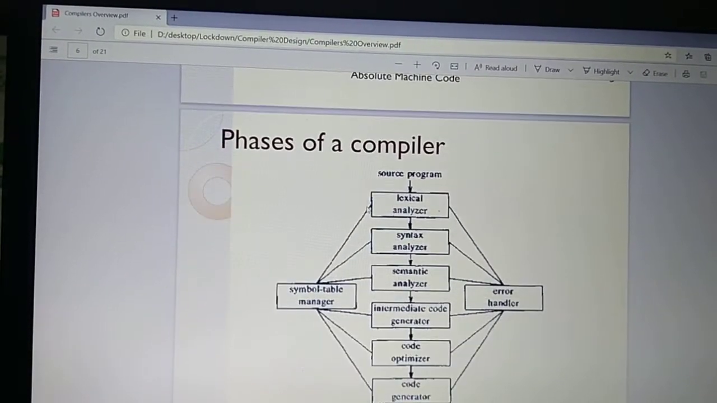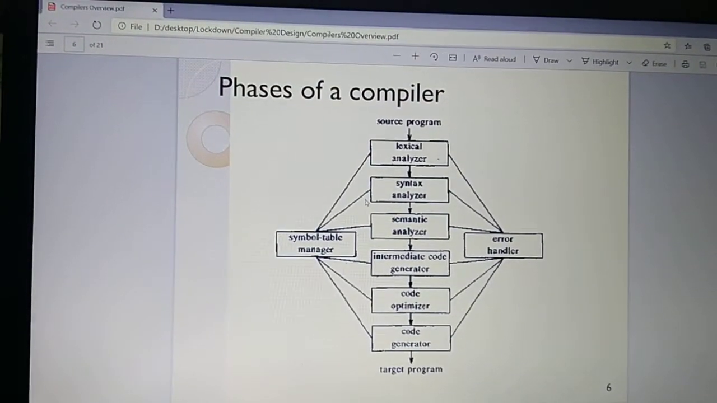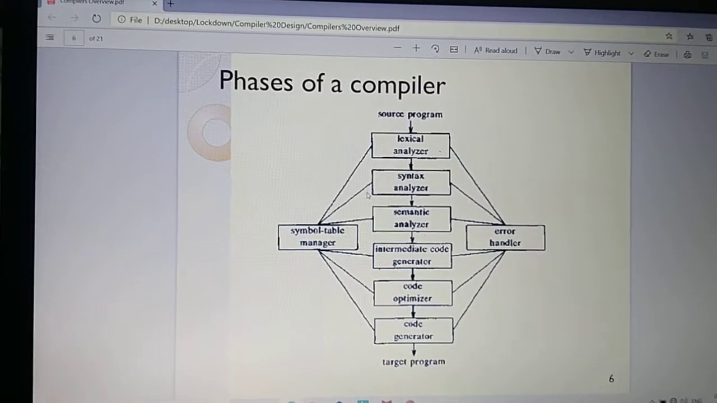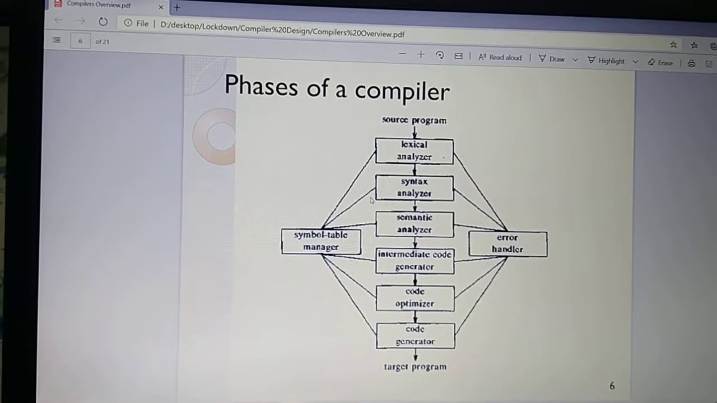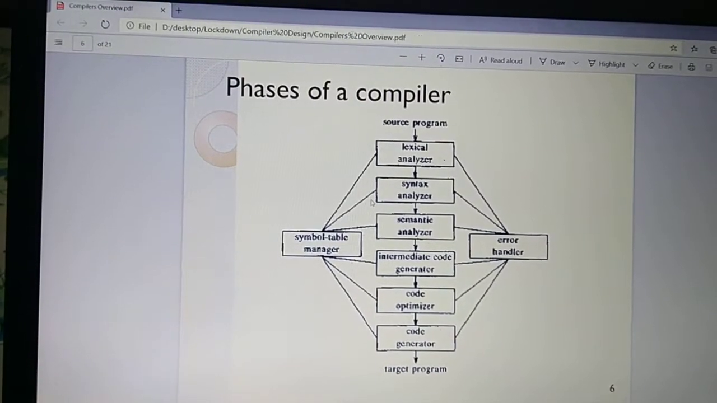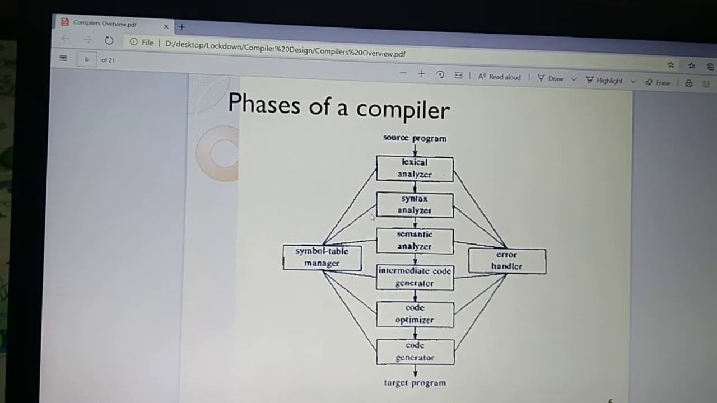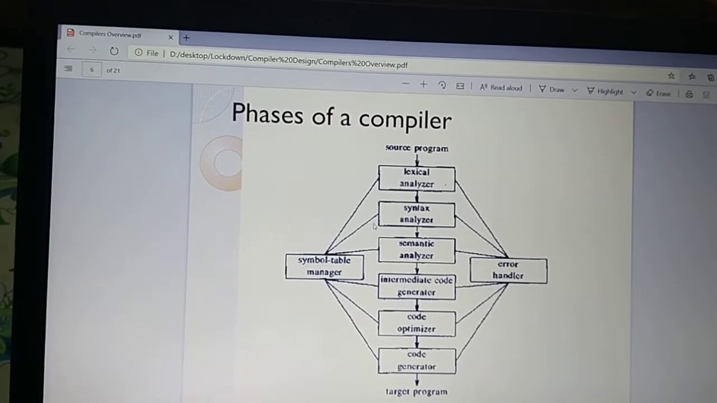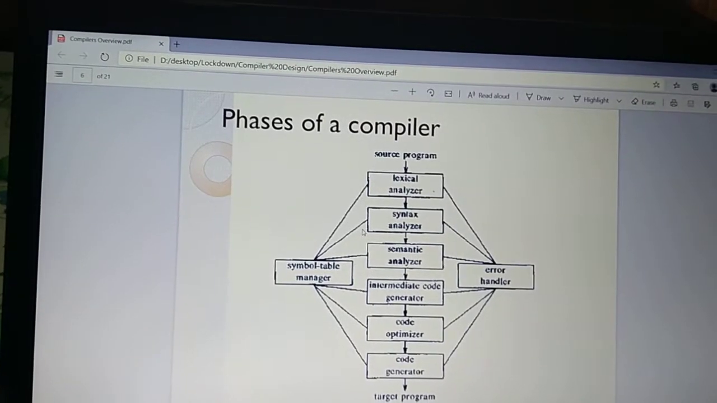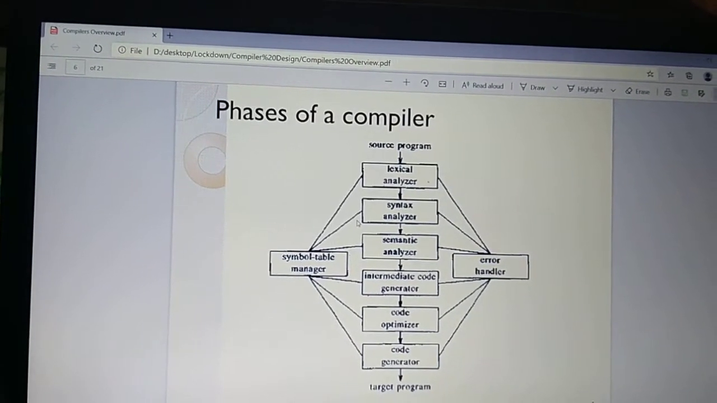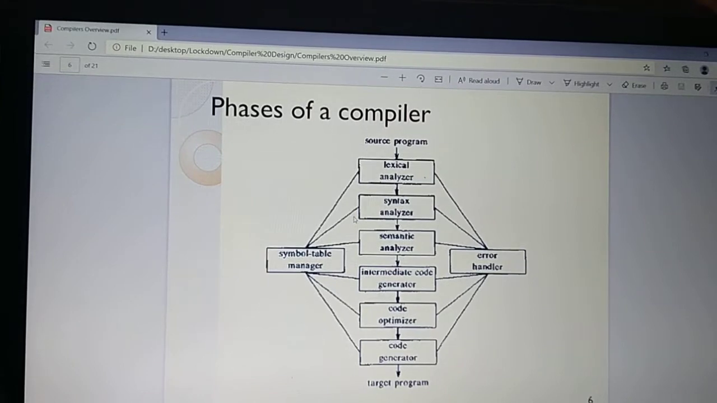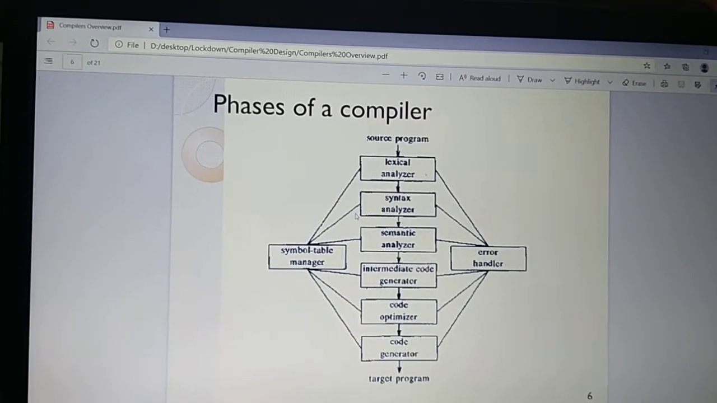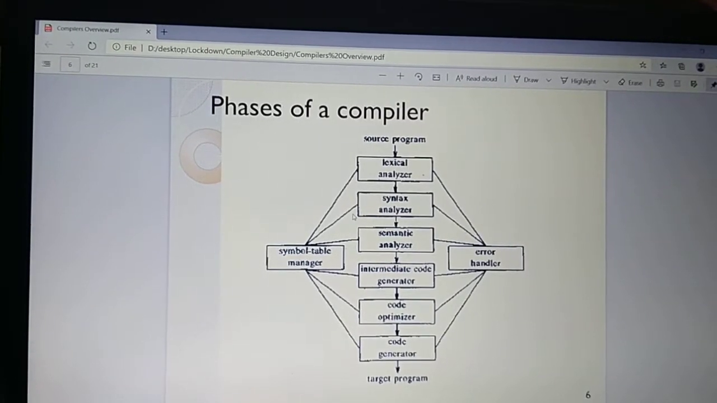In this block diagram, the different phases of a compiler are shown. Basically, there are six phases of compilation. There are the lexical analysis phase, syntax analysis phase, semantic analysis phase, intermediate code generation phase, code optimization phase, and code generation phase. So, the phases of a compiler are the lexical analyzer, syntax analyzer, semantic analyzer, intermediate code generator, code optimizer, and code generator.